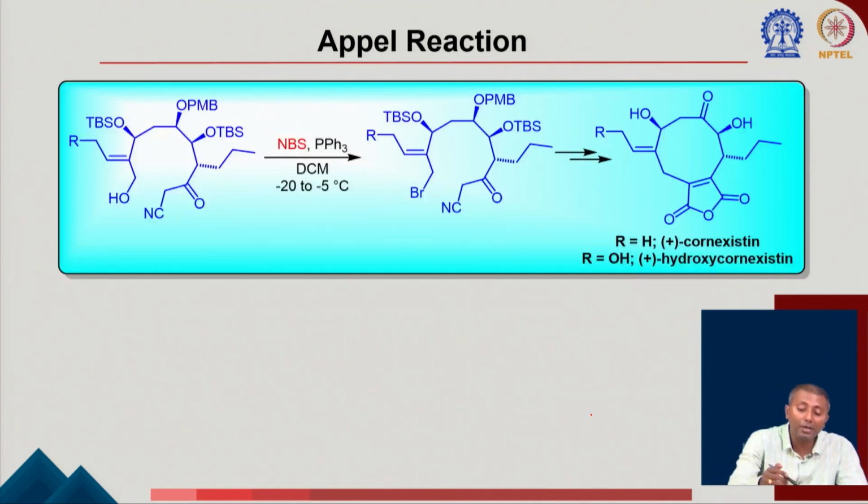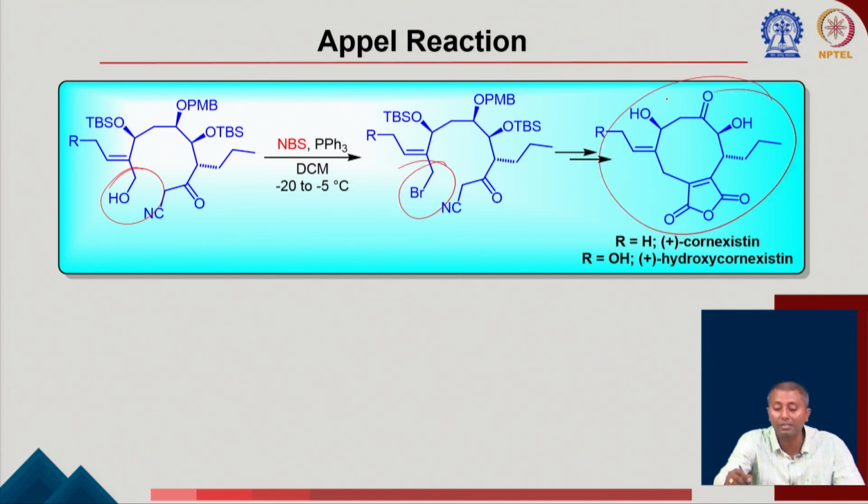Example here: you have the OH group here converting to the corresponding bromine, and then going on to convert to the corresponding natural products.